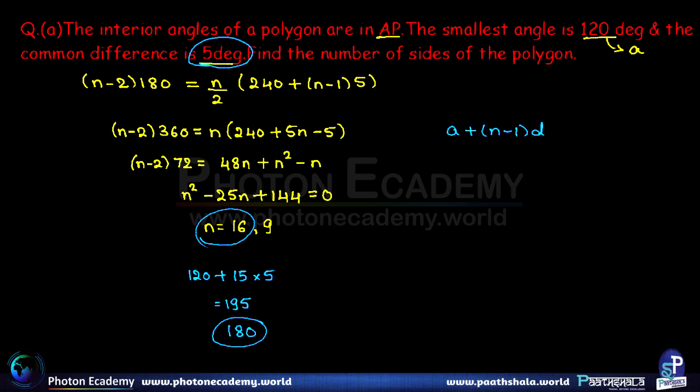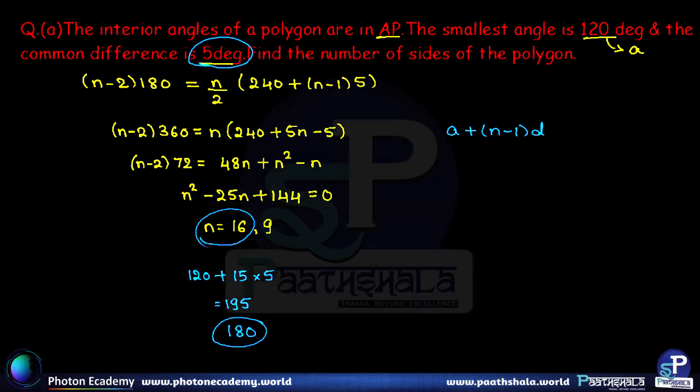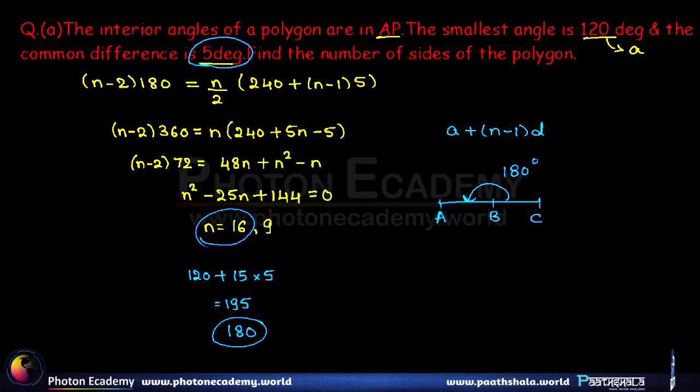So can a polygon with an angle of 180 degrees exist? It will be something like this, like A, B, C, and this whole thing is 180 degrees. So this is not possible, right? Because AC will form a line simply. So this case is not valid. So n is equal to 9 is the only answer.